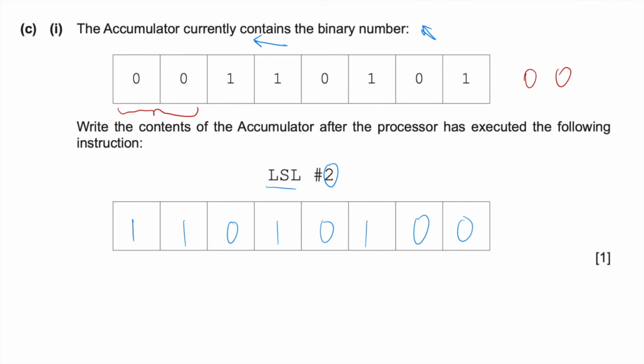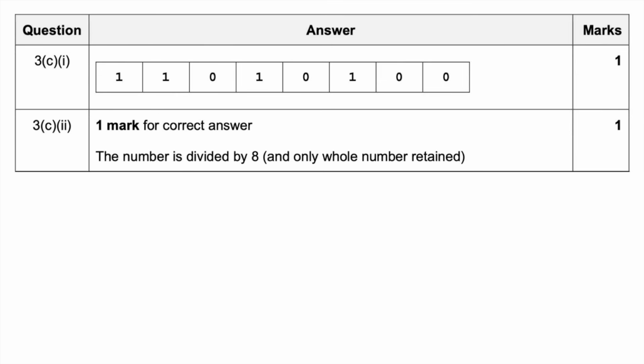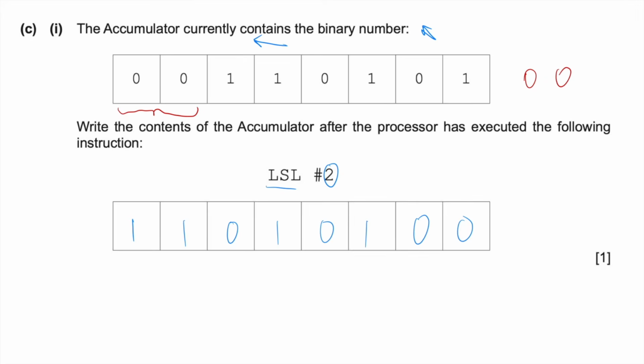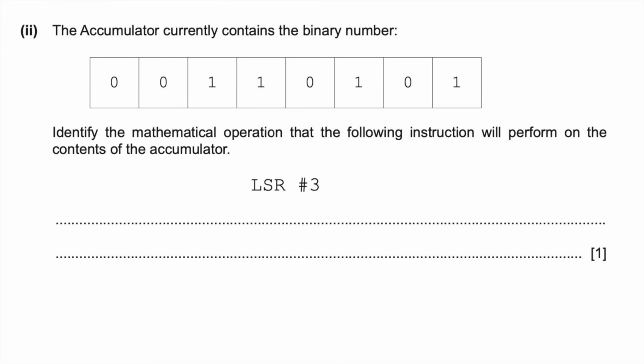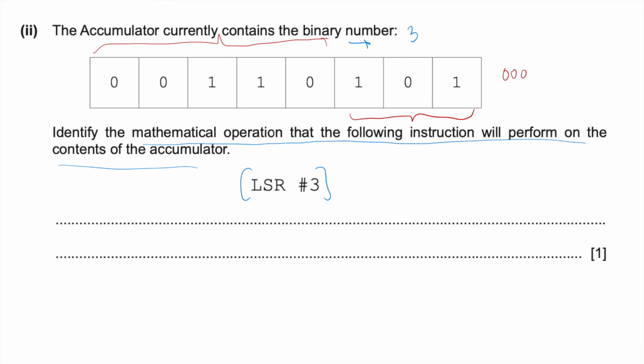And let's go ahead and make sure that's correct. And we are good to go. Okay, cool. So now let's take a look at our last question. So right here it says, identify the mathematical operation the following instruction will perform on the contents of the accumulator. And this operation is LSR 3, meaning we're shifting 3 bits to the right. So that means we're going to get rid of these last 3 bits, and we're going to end up with 0, 0, 0, and then these 5 numbers right here. So that's going to be 0, 0, 1, 1, 0.